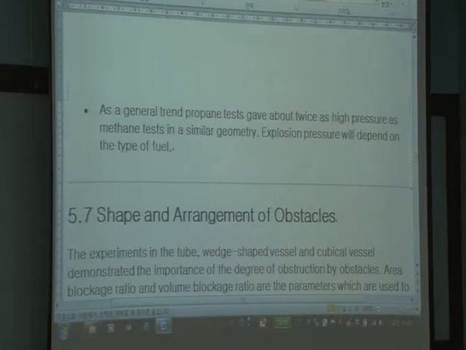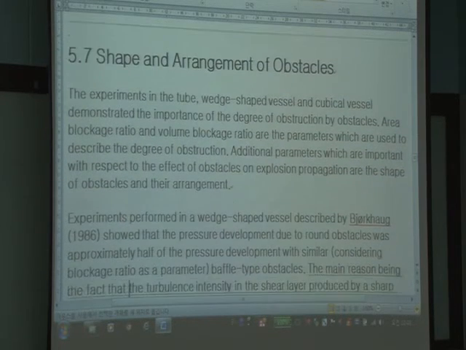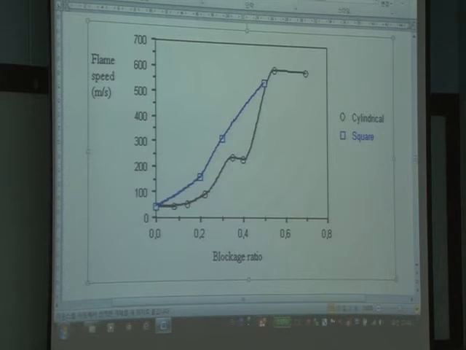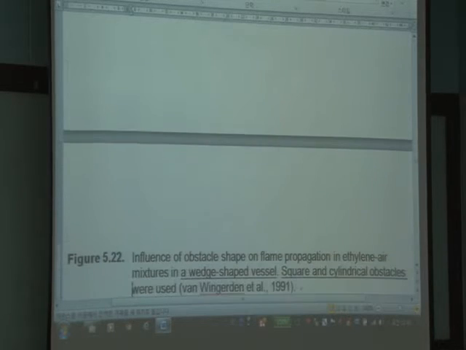Shape and arrangement of obstacles, which means it's really equipment. You can read it through. This is the flame speed in meters per second, blockage ratio, cylinder case. This is an obstacle, cylinder obstacle, square obstacle. Think about the tube type, okay? So you can see 600 meters per second is what you see here.